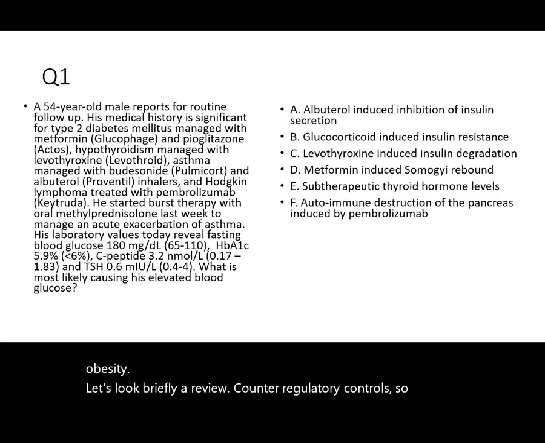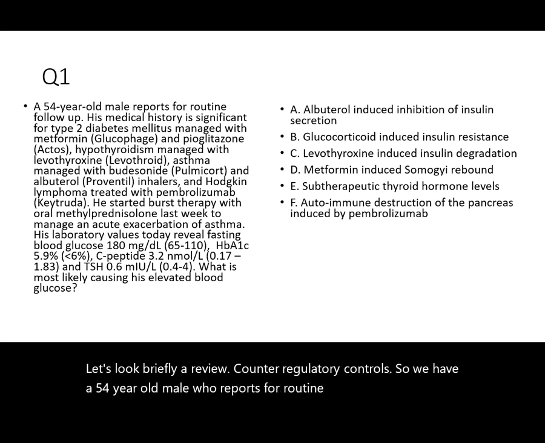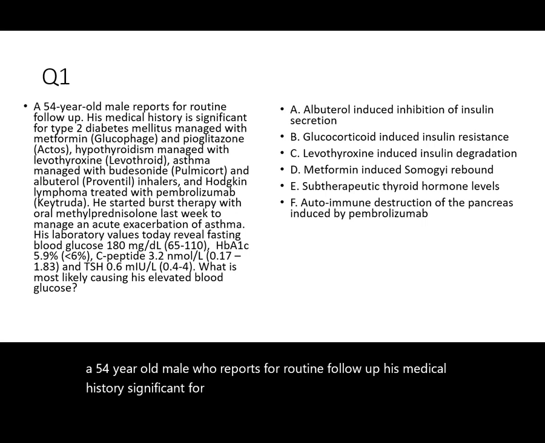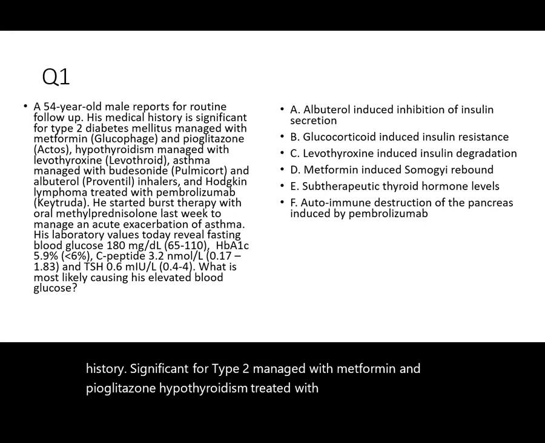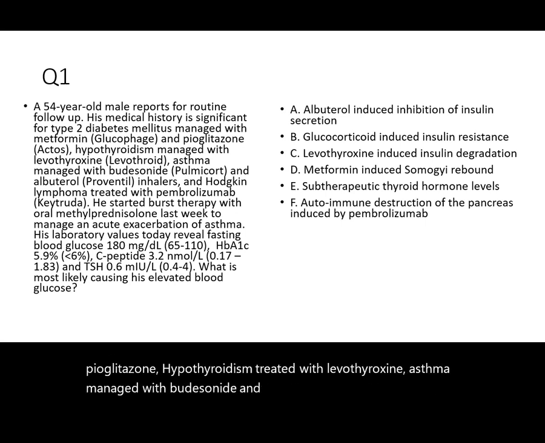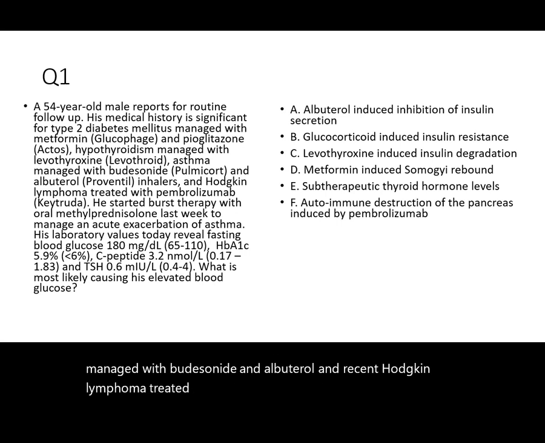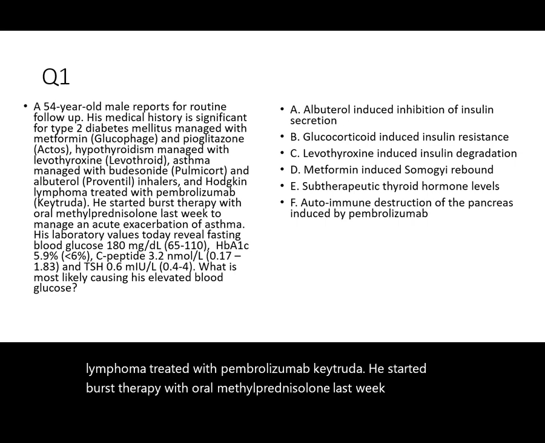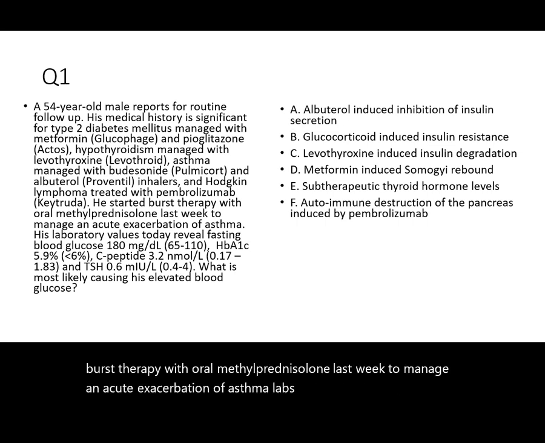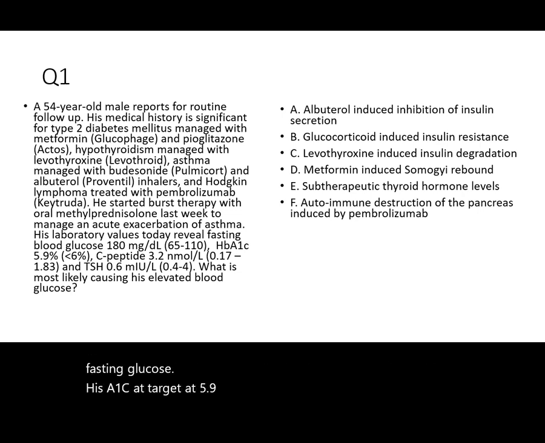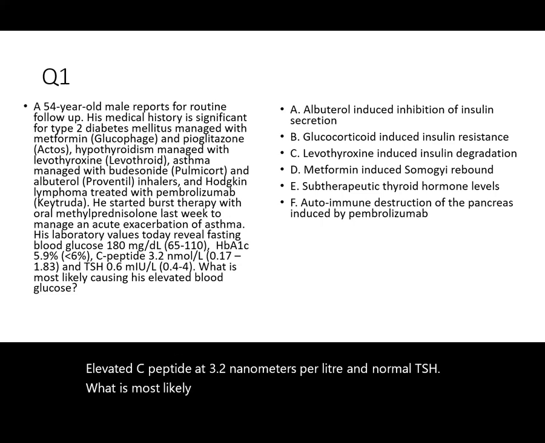So we have a 54-year-old male who reports for routine follow-up. His medical history is significant for type 2 diabetes, managed with metformin and pioglitazone, hypothyroidism treated with levothyroxine, asthma managed with budesonide and albuterol, and recent Hodgkin lymphoma treated with pembrolizumab (Keytruda). He started burst therapy with oral methylprednisolone last week to manage an acute exacerbation of asthma. Labs include elevated fasting glucose, his A1C at target at 5.9%, elevated C-peptide at 3.2 nanomoles per liter, and normal TSH. What is most likely causing his elevated blood glucose?